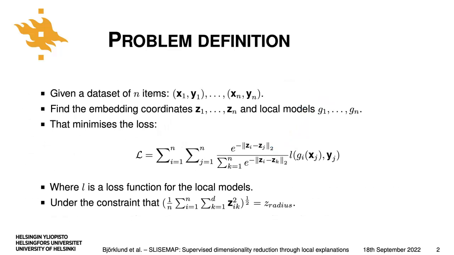We express this as a loss function, where the losses from the local models are weighted based on the distances between embedding coordinates. This means that data items with incompatible local models get pushed far apart. And since we limit the radius of the embedding, data items with similar local models form clusters. We will look at an example of this shortly.